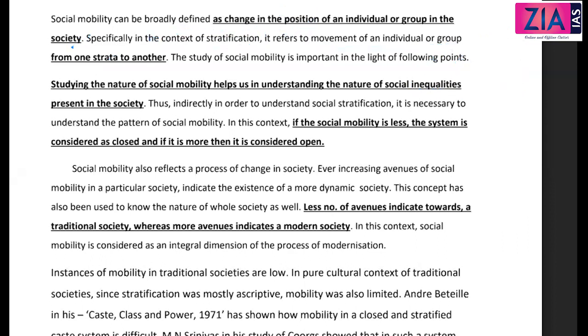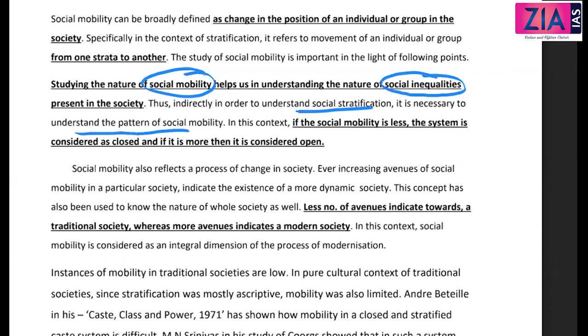The study of social mobility is important for the following reasons. Studying the nature of social mobility helps us in understanding the nature of social inequalities present in society, right? So when you're studying social mobility, we can automatically understand stratification and inequality. Thus, indirectly, in order to understand the stratification setup, it is necessary to understand the pattern of social mobility.